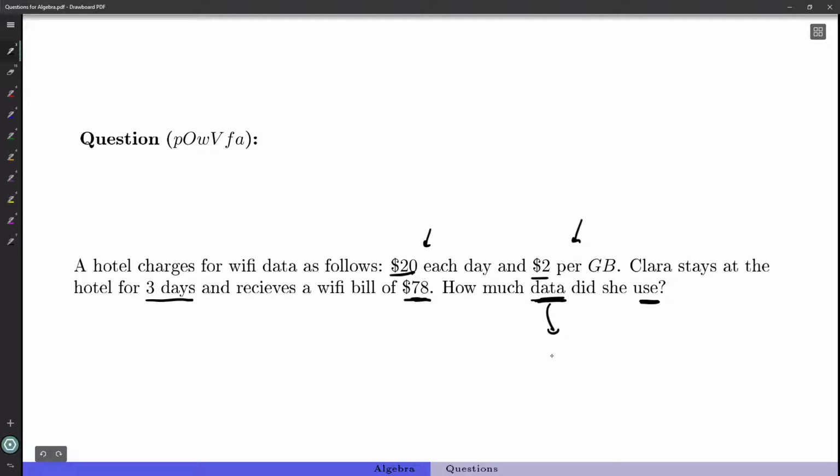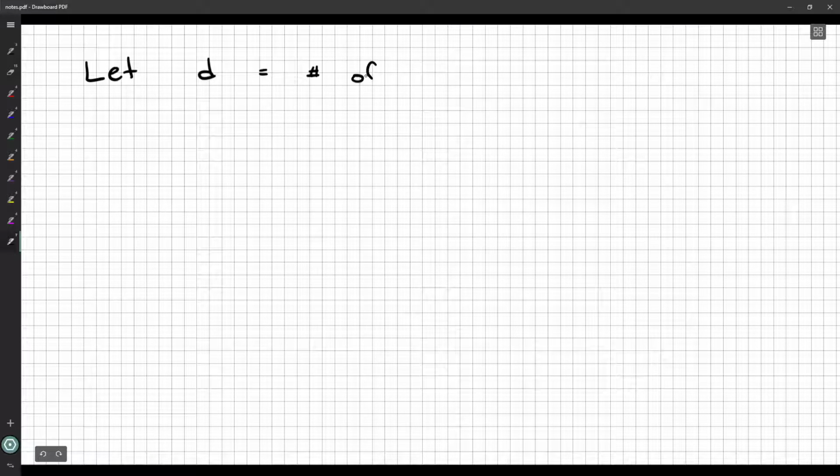So let's create a variable. Let's say D for data. D is going to be how many gigabytes, because it's per gigabyte that she used. Now, if we want to be super fancy, we might start off saying something like, let D be the number of gigabytes of data that are used. What else do we know?